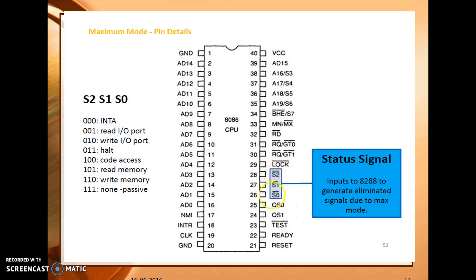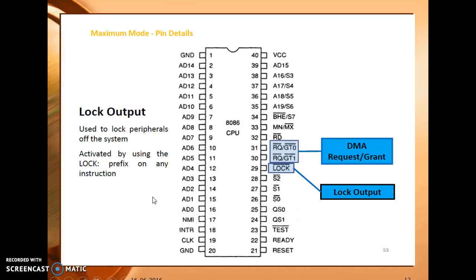Next we have S2 bar, S1 bar, S0 bar. That denotes the status signal. 000 means interrupt acknowledge. 001 means read IO port. 010 means write IO port. 011 means halt. 100 means code access. 101 means read memory. 110 means write memory. 111 means passive.